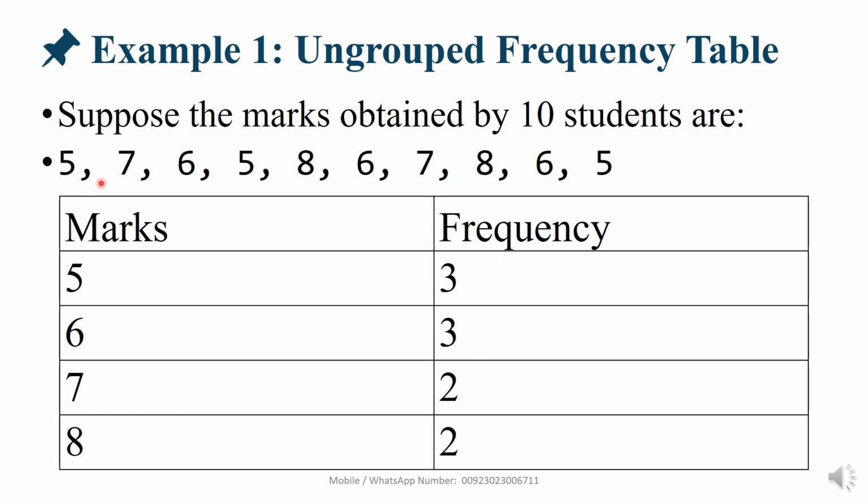8. 8 appears 1 time and 2 times, so 8 is also 2 times. If any other numbers are not given, you don't write them here. All the numbers are 5, 6, 7, 8, and you write their frequency, the number of times.